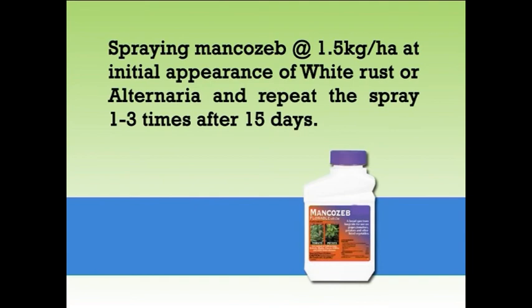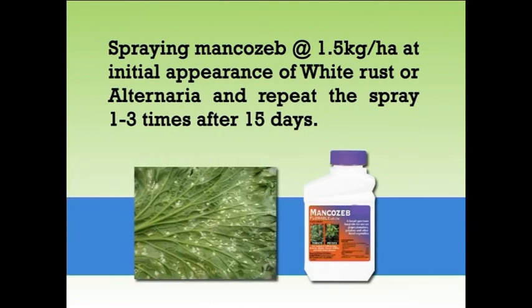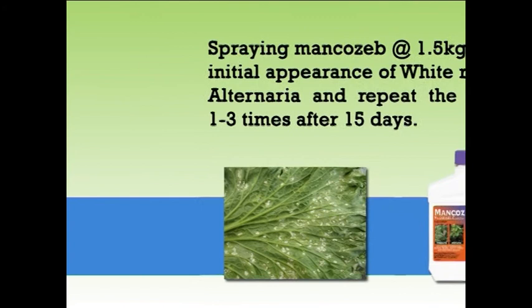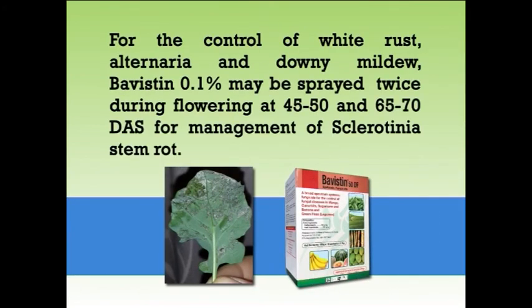Spraying mancozeb at the rate of 1.5 kg per hectare at the initial appearance of white rust or alternaria, and repeating the spray 1 to 3 times after 15 days, is effective. For the control of white rust, alternaria and downy mildew, Bavistin 0.1% may be sprayed twice during flowering, at 45 to 50 and 65 to 70 days after sowing, for management of Sclerotinia stem rot.